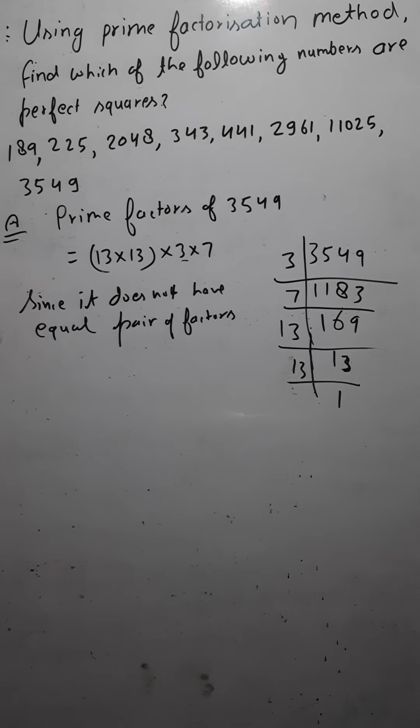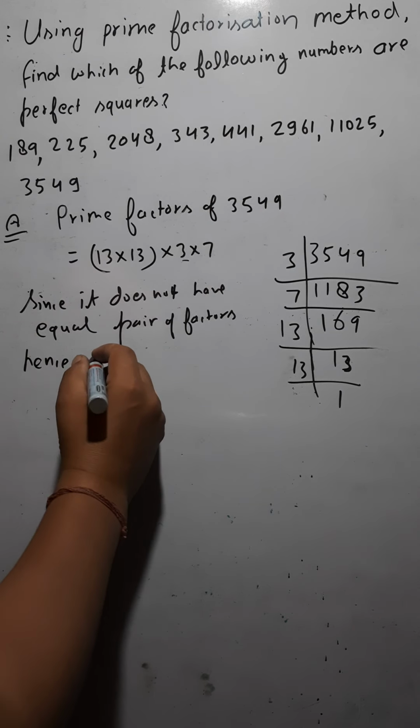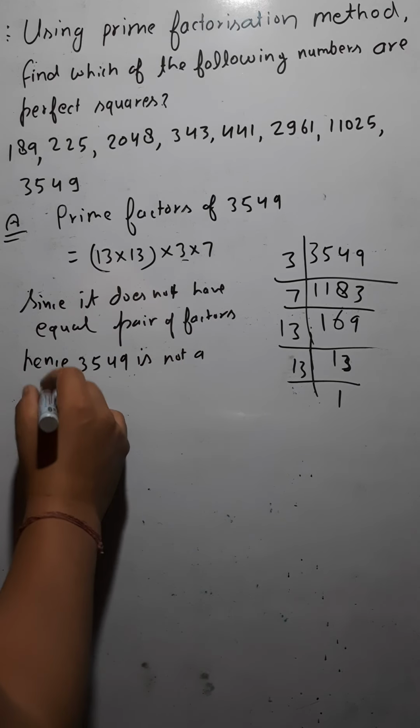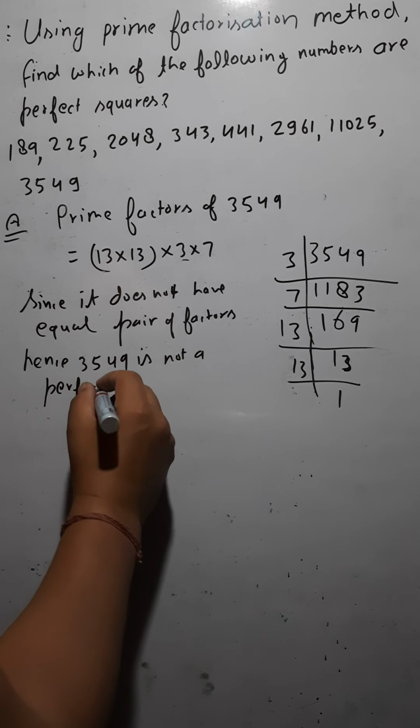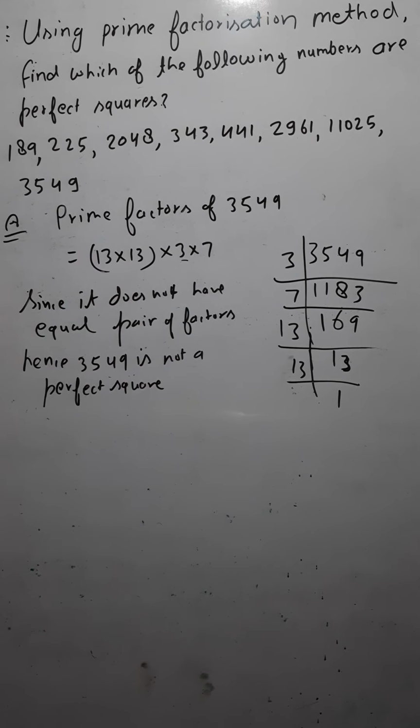So hence we would call 3549 not a perfect square. So write here, hence 3549 is not a perfect square. This is how you do this one question. Just note it down, then I will be telling you the next question.